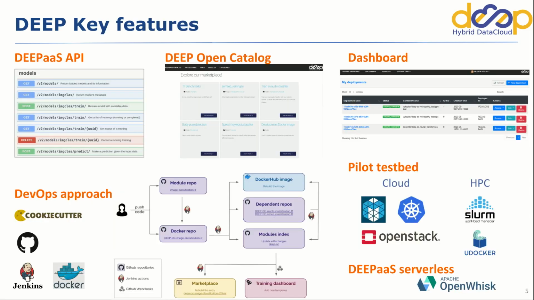The key features from a user point of view are shown here, and they include Deep as a Service API, which allows scientists to expose their applications through an HTTP endpoint, delivering a common interface for machine learning and deep learning applications. Deep Open Catalog hosts ready-to-be-used applications and allows to share new ones. It is a central knowledge hub for machine learning applications. From there, one may also deploy modules via the dashboard, on the pilot testbed, leveraging cloud or HPC resources. It is as well possible to exploit modules for prediction and inference via the serverless approach based on OpenWhisk.